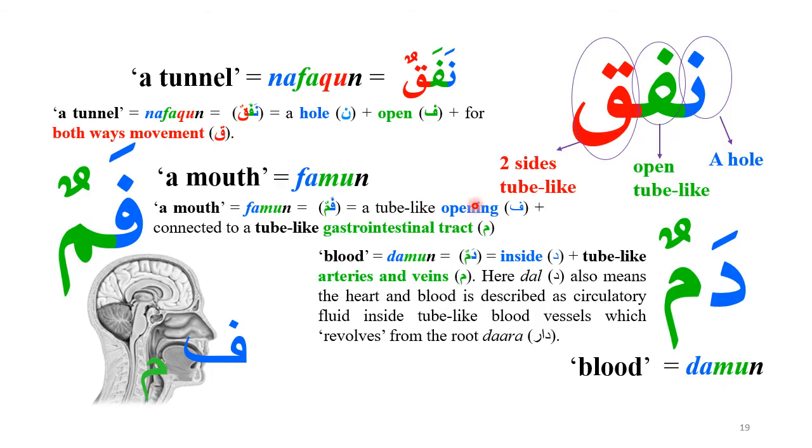A tunnel. And not only tunnel, you see these two things. For example, famun, fa has the tube shape and the object, and then mim also is there. So famun, you see, fa means mouth, and then mim is the rest of the alimentary canal, which goes down exactly like this. And then dam means blood, damun. You can see one meaning of dal is inside, and mim is the tube. So blood is inside a tube and is connected to the heart. One meaning of dal is the heart or inside.